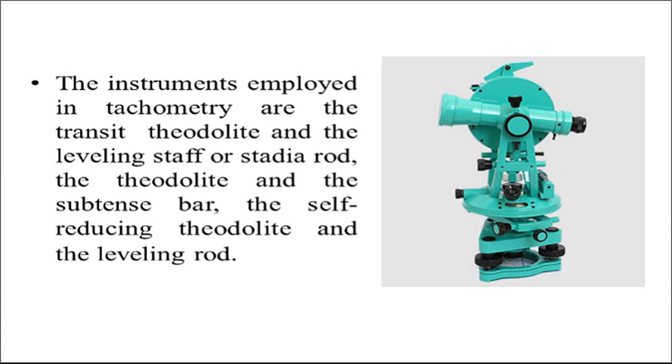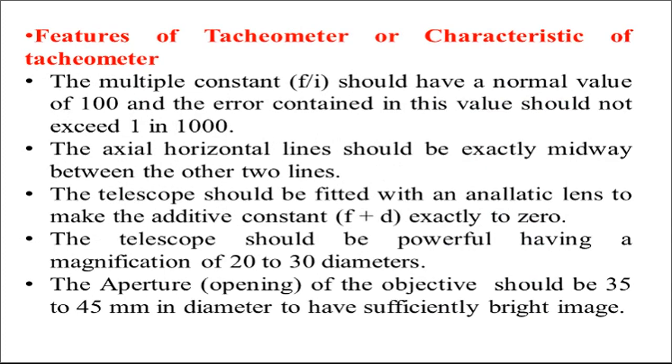Next slide. Different features of the tachometer, or characteristics of the tachometer. The first important characteristic of the tachometer is the multiplying constant F upon I, which should have a normal value of 100, and the error contained in this value should not exceed 1 in 1000.